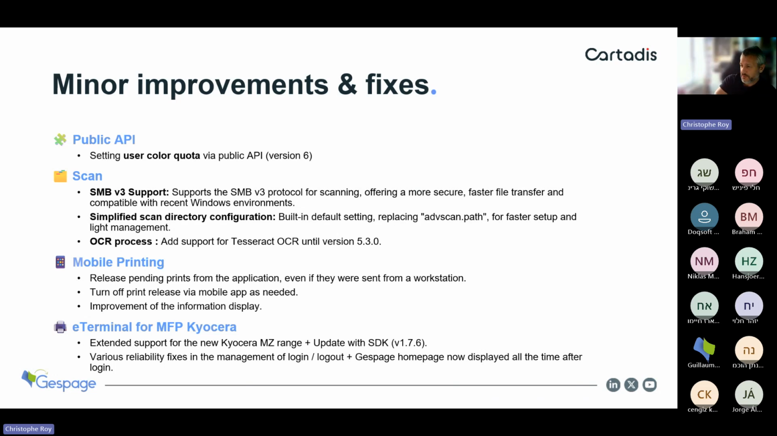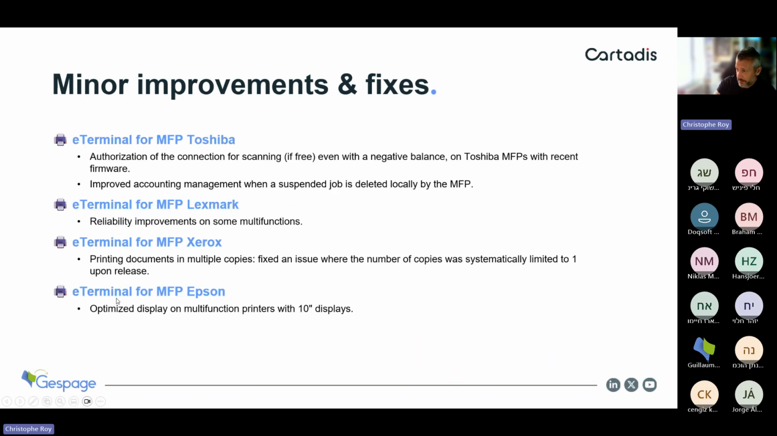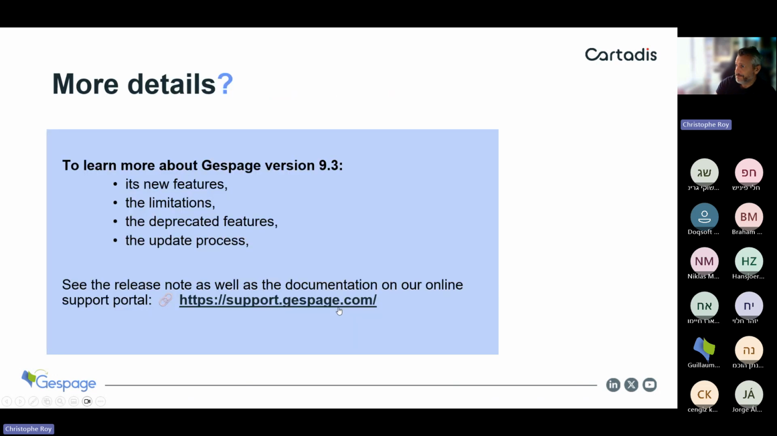Mobile printing, we've also done some improvements to try to deliver a better experience. I'm not going to deep dive into all those details. You'll get them at the end of the session. eTerminal for MFP Kyocera's. Once again, we are trying to do some continuous improvements and bug fixes. Some improvements have been added for Kyocera, Toshiba as well, Lexmark, Xerox, and Epson. So have a look at those improvements, but you'll see that this version 9.3 is packed with lots of things.